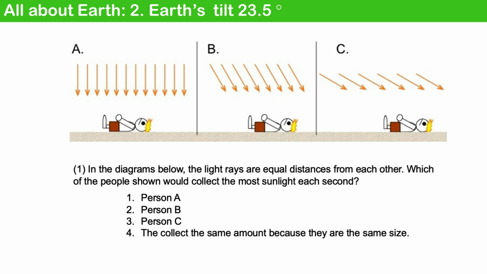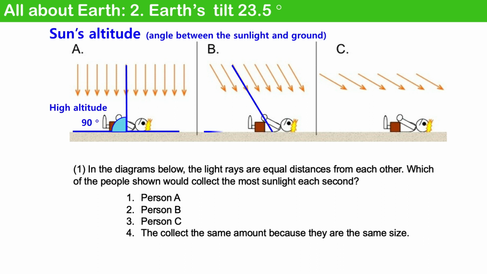In the picture here, the light rays are equal distances from each other. Which of the people shown would collect the most sunlight every second? I mean, here, who feels hotter? Let's see the altitude. A shows the highest altitude, 90 degrees, B is 45 degrees, C is the lowest altitude of 30 degrees.